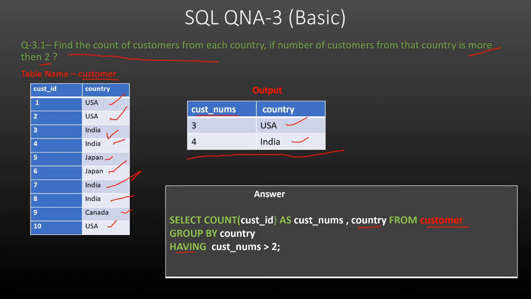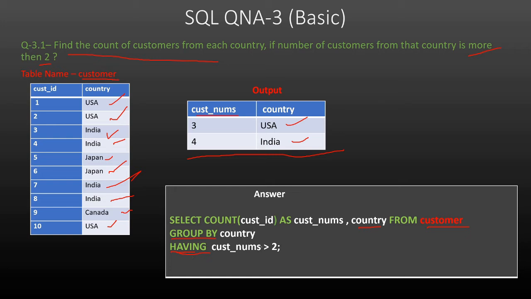But there is one condition with having. Why don't we use where here, where the customer number is greater than 2? There is one rule: if we use group by, after that we have to use having in our SQL. That's why we are using having here. Okay, hope you understand this.